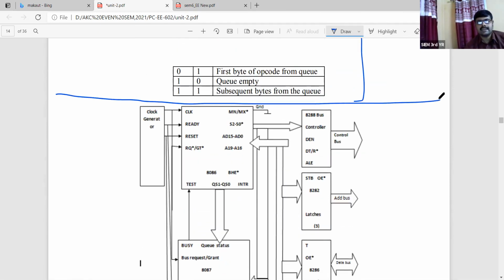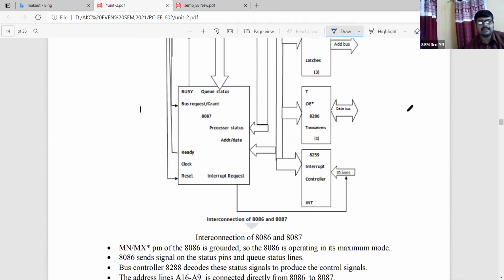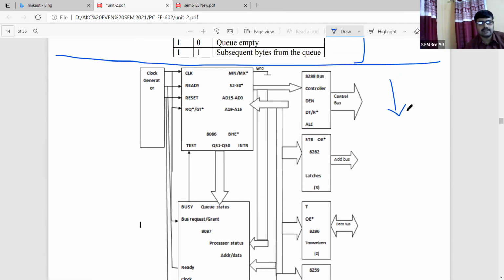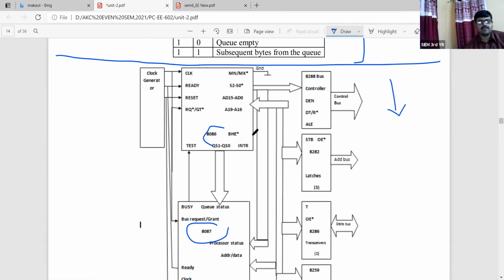If you see the next part, that is the interconnection of 8086 and 8087. That is a very common type of connection. In this case, what are the different components? One by one, we will check. So this is the 8086 and this is the 8087. Before going to the operation of the 8086 and 8087, we have to check what other components or units we are getting.